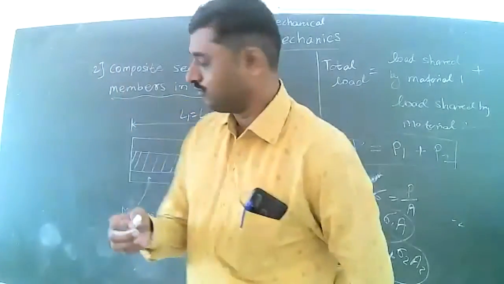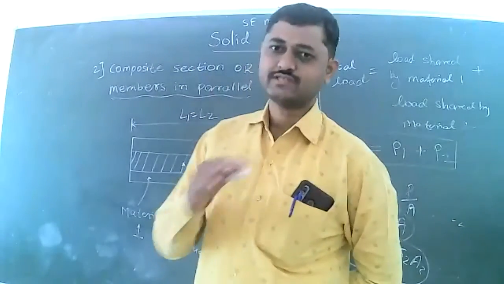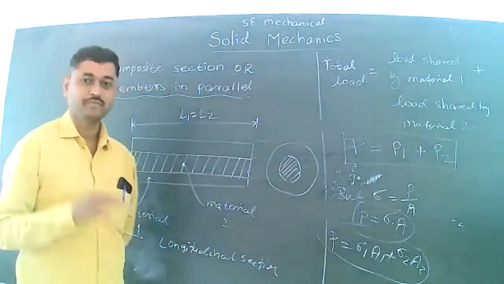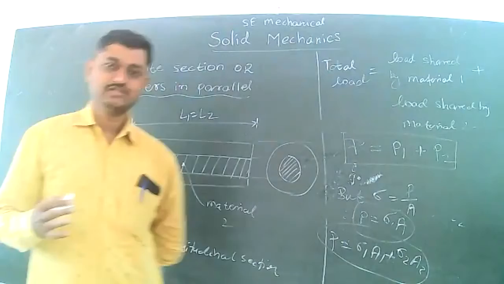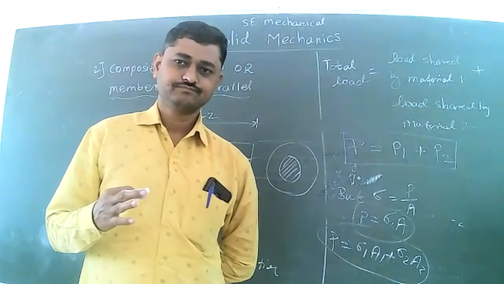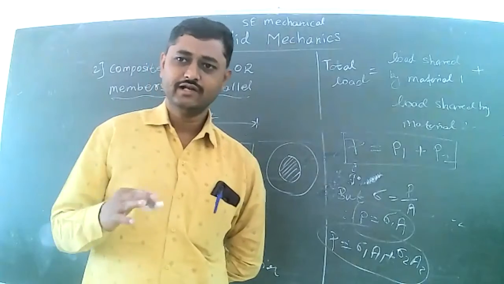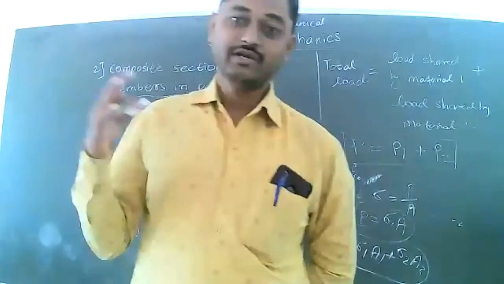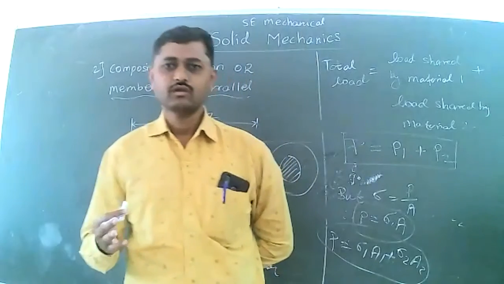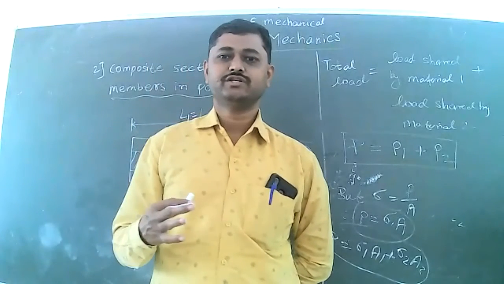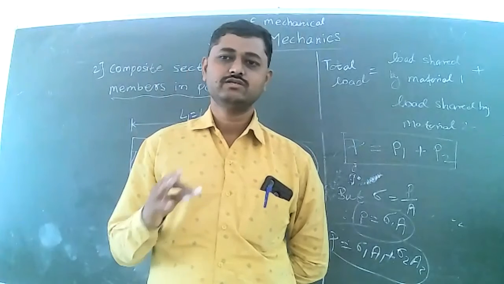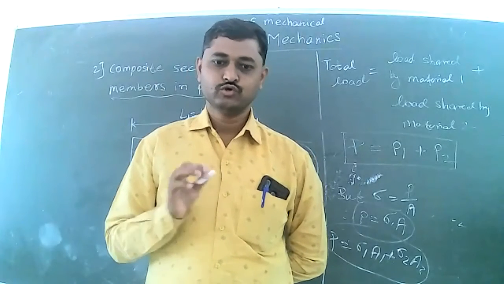So today we discussed in detail what is a compound section or members in series, what is a composite section or members in parallel, and the equations to find the net deformation. For a compound section, net deformation is the algebraic sum of individual members, and for a composite section net deformation is the same for both materials, that is delta L1 is equal to delta L2.